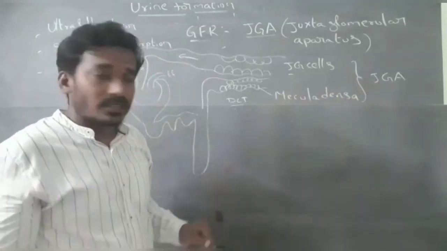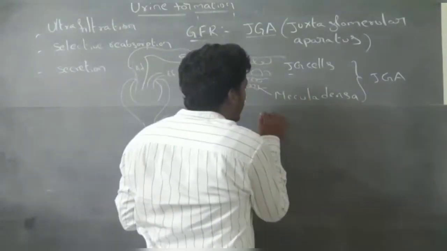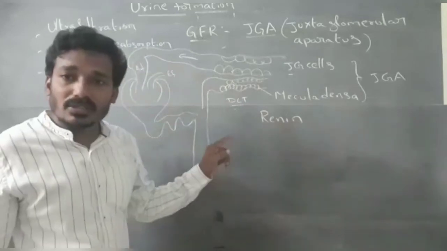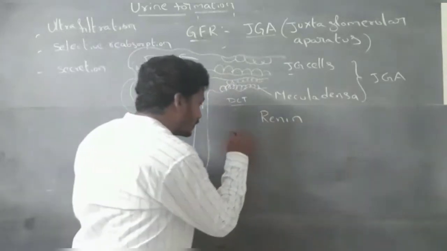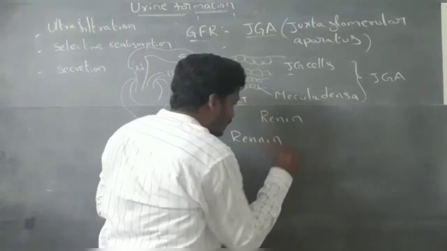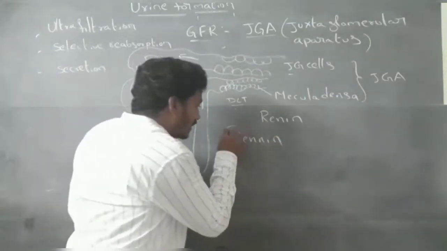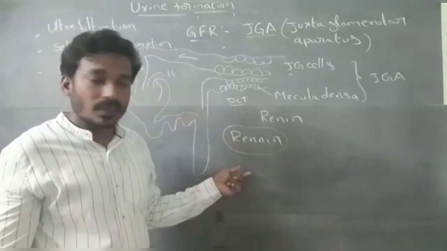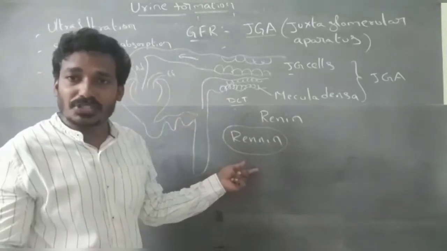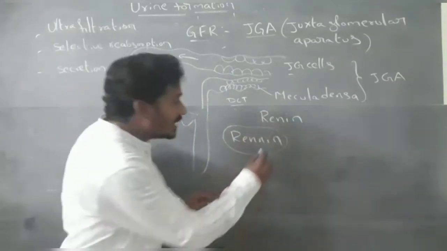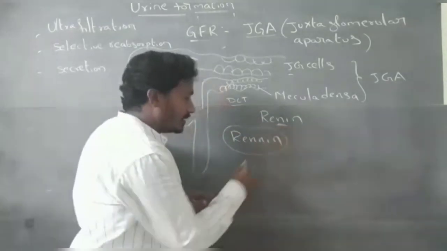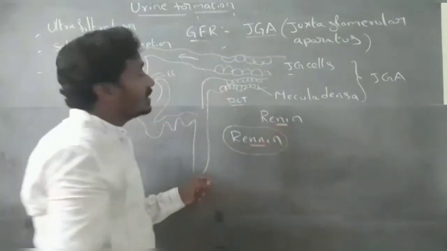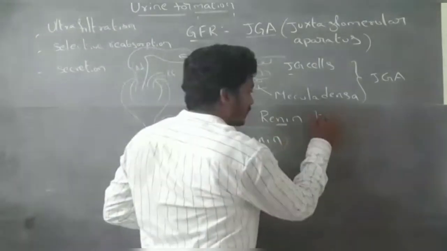In this apparatus, the juxtaglomerular cells release renin. We also discussed renin earlier, which is released in the infant's digestive system for milk protein digestion. That one is rennin with double N. The one in the kidney is renin with a single N.